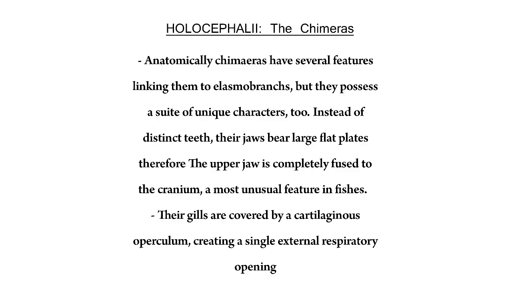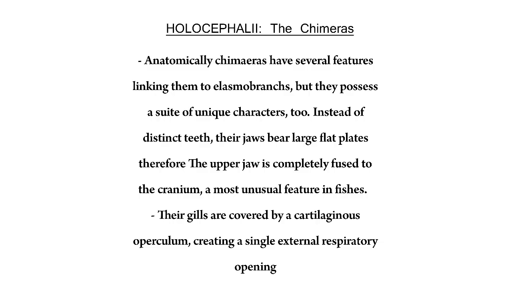You have to have it in mind that all Holocephali are monodonts, which means they have the same set of teeth, because their upper jaw is completely fused with the cranium, which is unusual among other fishes. Their food includes mollusks, echinoderms, crustaceans, and fishes, and they have a mixed diet for such specialized grinding dentition. Like I mentioned, they are monodonts.